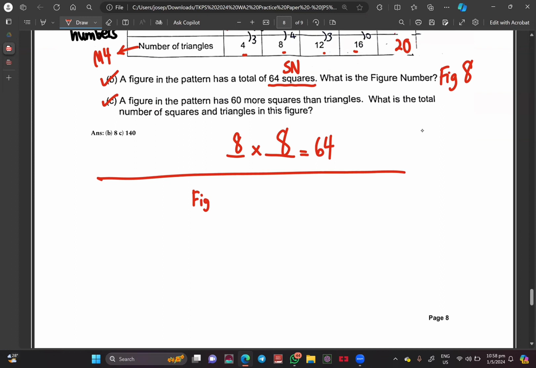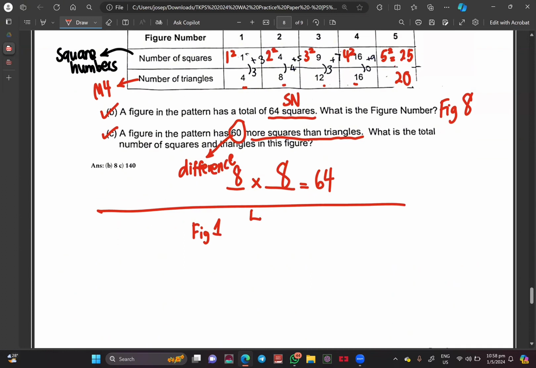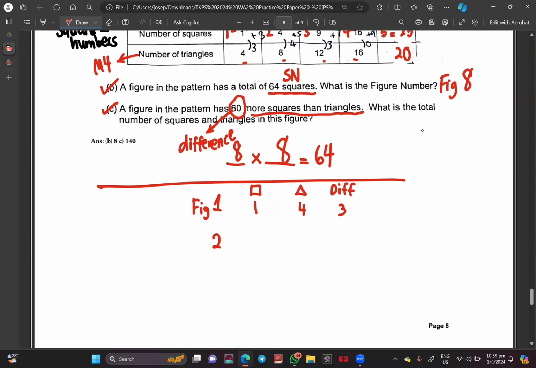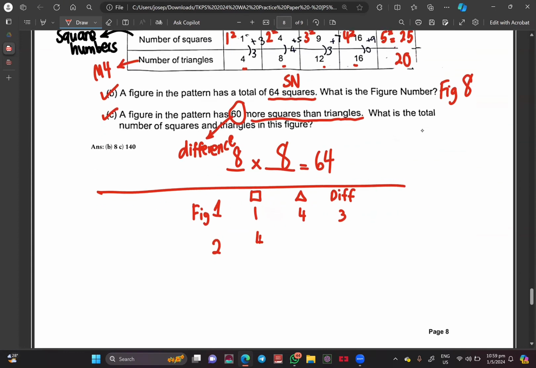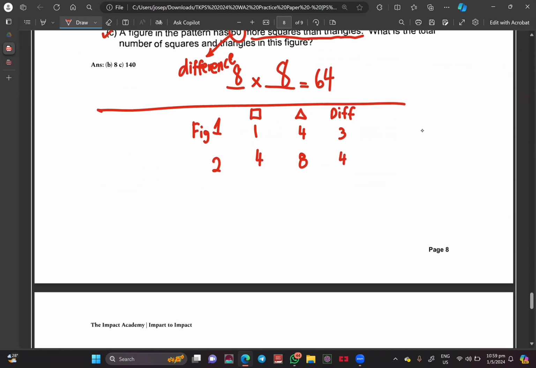All right, C says a figure in the pattern has 60 more squares than triangles. So this 60 is my difference. Here's what I'm going to do. I'm going to show you how to go about this. Let's talk about figure 1 first. We have square and triangle. Figure 1's difference for square is 1, for triangle is 4, the difference is 3, right? So figure 2, we go with 4, 8, and the difference is 4, and so forth, right? You don't have to worry because these are all square numbers, so it's pretty easy.